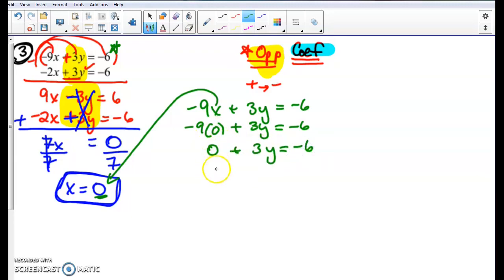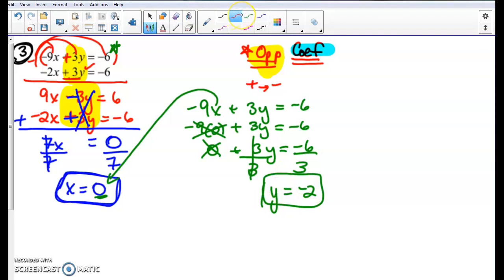But if you think about 0, it's not going to change anything. So anytime you get a 0, you can just kind of mark it out. We don't even need to show the 0. And now we're just left with 3y equals negative 6. So to solve for y, we need to divide both sides by 3. 3's cancel, and y equals negative 6 divided by 3, which is negative 2.